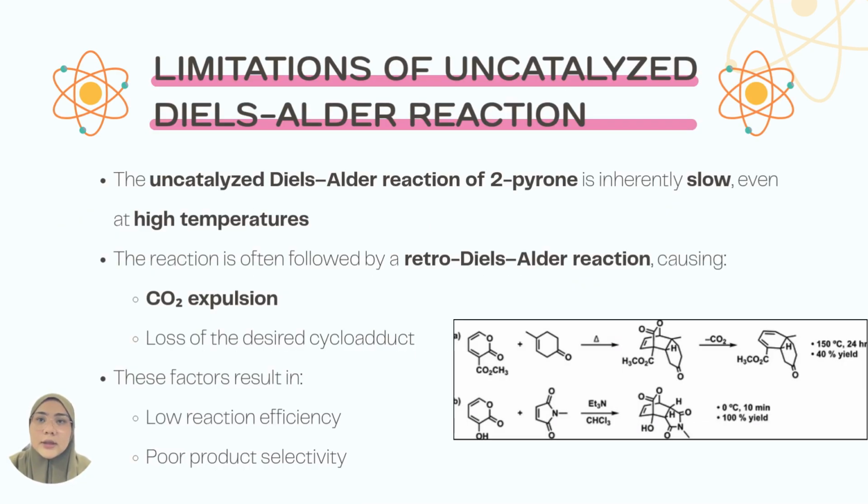The Diels-Alder reaction of two pyrone is an important reaction in organic synthesis. However, under uncatalyzed condition, this reaction is inherently slow, even when carried out at high temperatures. So in addition to slow kinetics, the reaction is commonly followed by a retro-Diels-Alder process, which results in carbon dioxide expulsion and decomposition of the desired product. So as a consequence, the uncatalyzed reaction shows low efficiency and poor selectivity, making it unsuitable for practical synthetic applications.